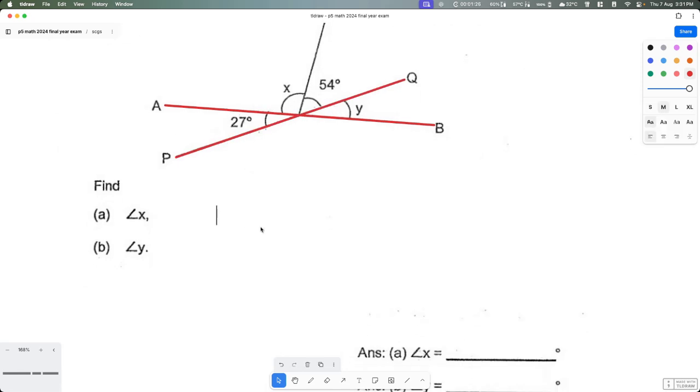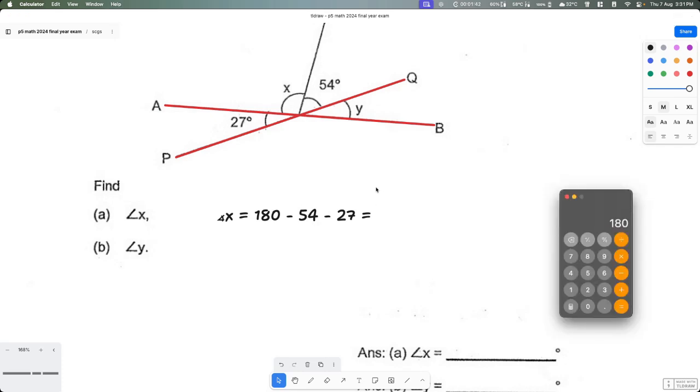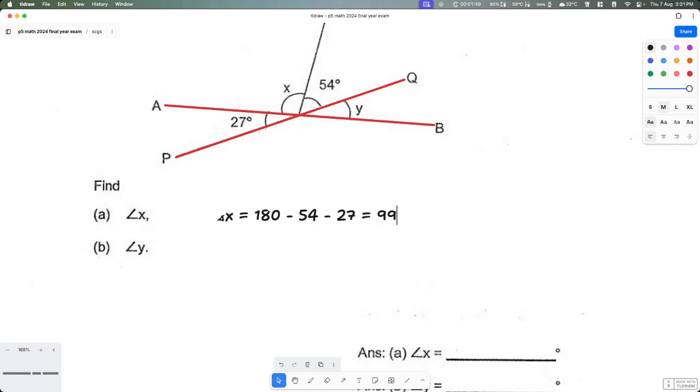So angle X is equal to 180 minus 54 minus 27. Okay, so we're going to use the calculator. 180 minus 54 minus 27, and this will give us 99 degrees. There you go, 99 degrees.